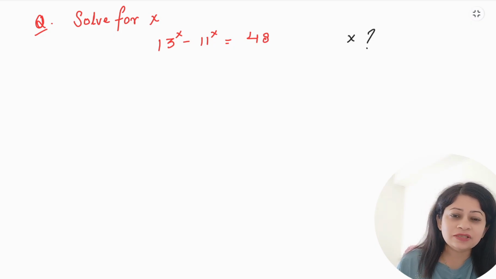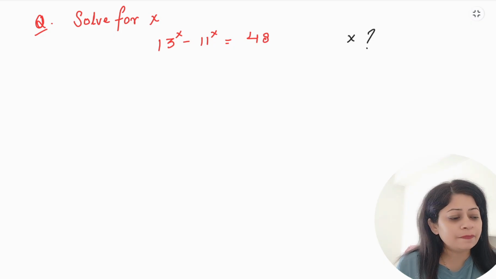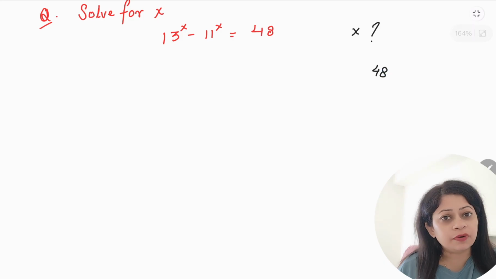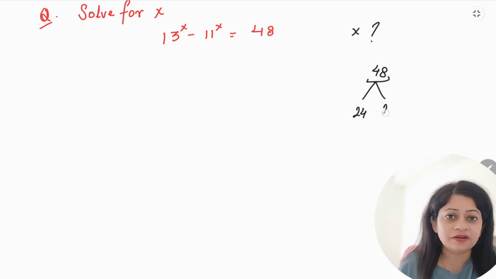So in these cases, always try to observe the pattern or observe the question: why do you have just 48 on the right side? Why don't you have any other number? What does this 48 mean? If you look at 48, it has two factors, like 24 times 2 is 48, right?